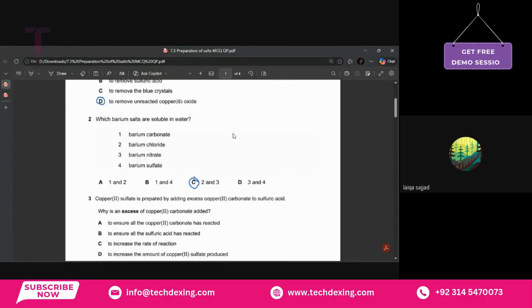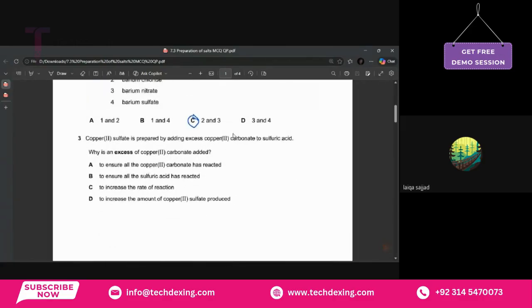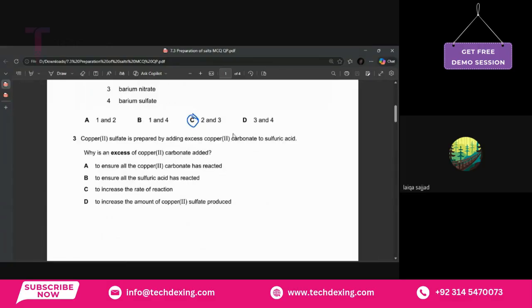So we will continue with the MCQ number 3 today. We are given that copper sulfate is prepared by adding excess copper carbonate to sulfuric acid. Why is an excess of copper carbonate added? To ensure all the copper carbonate has reacted, to ensure all the sulfuric acid has reacted, to increase the rate of the reaction, or to increase the amount of copper sulfate that is produced.